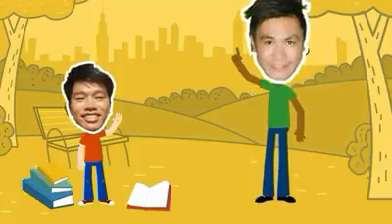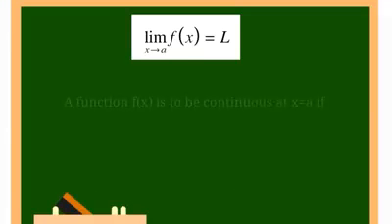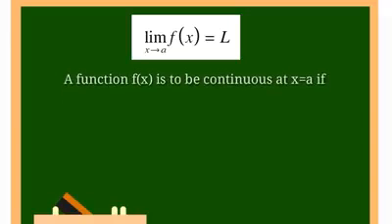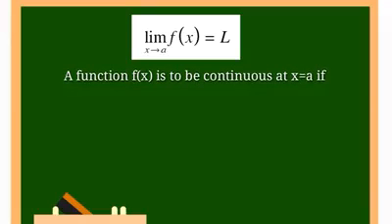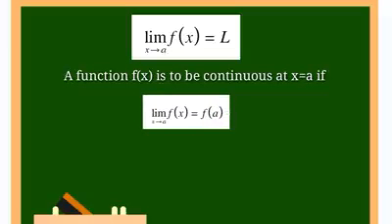Before we get down to business, let's start first. What is a two-sided limit? The limit of f of x as x approaches a equals f. A function f of x is said to be continuous at x is equal to a if the limit of f of x as x approaches a is equal to f of a.